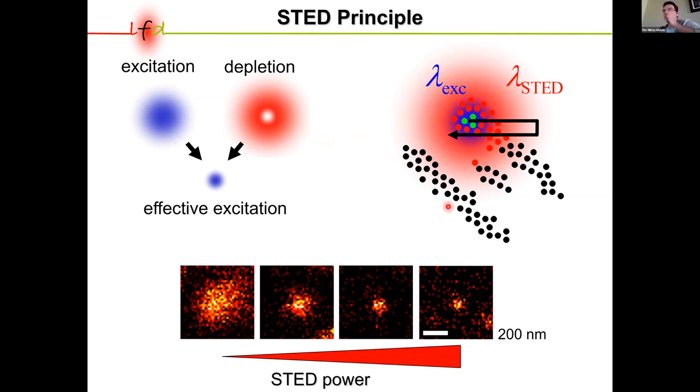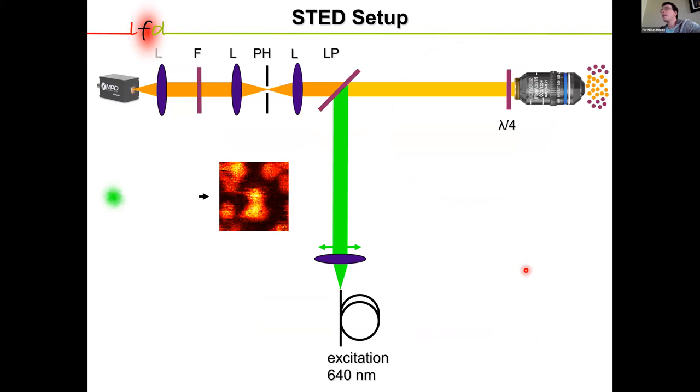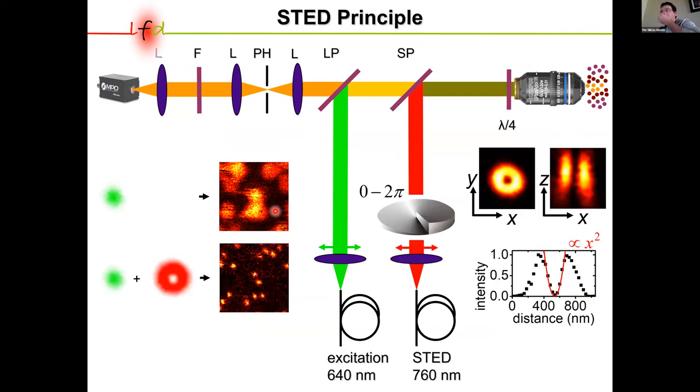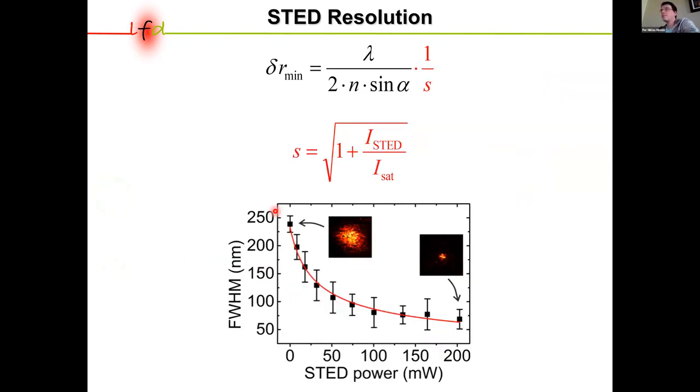And by increasing the intensity of the depletion beam, you can shrink down your effective observation volume. So this is illustrated here. You see a regular confocal microscope with an example image of fluorescent beads, and then once you apply the depletion beam, you can shrink down the effective point spread function and end up with higher spatial resolution.